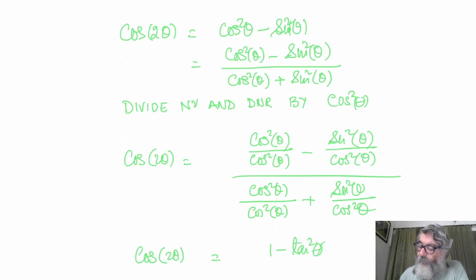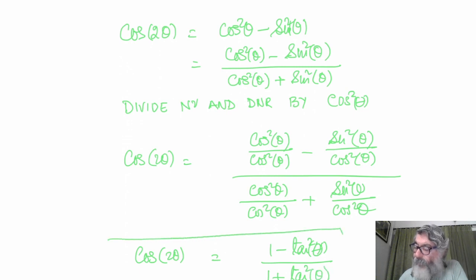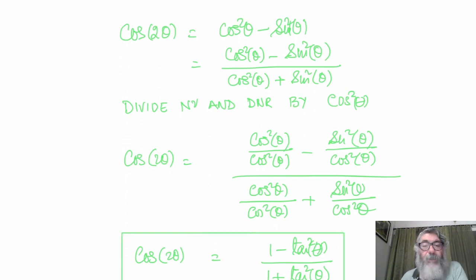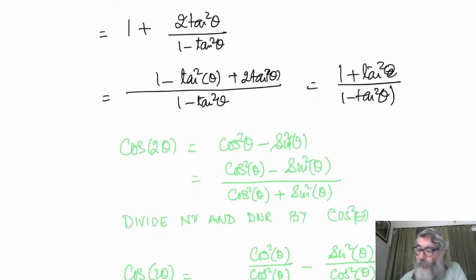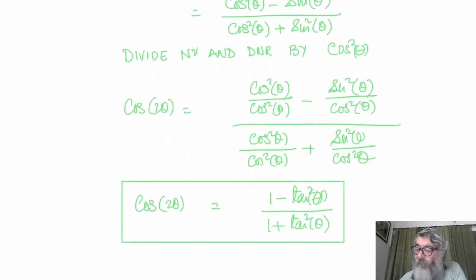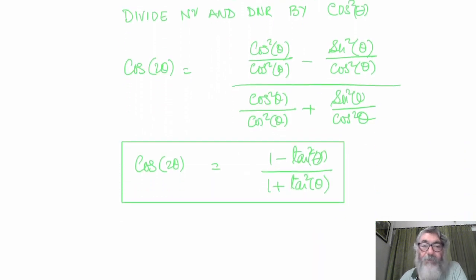Why? Because cos square theta will cancel. Sin square theta upon cos square theta is tan square theta. And similarly in the denominator I'll get 1 plus tan square theta. So this is how we get cos 2 theta in terms of tan square theta. But if you notice, in this question it is 1 plus tan square theta upon 1 minus tan square theta, while it is 1 minus tan square theta upon 1 plus tan square theta.